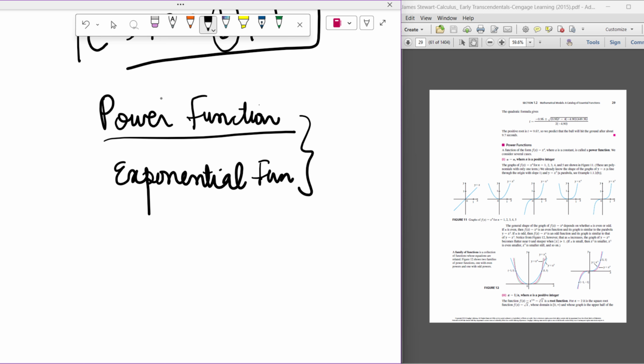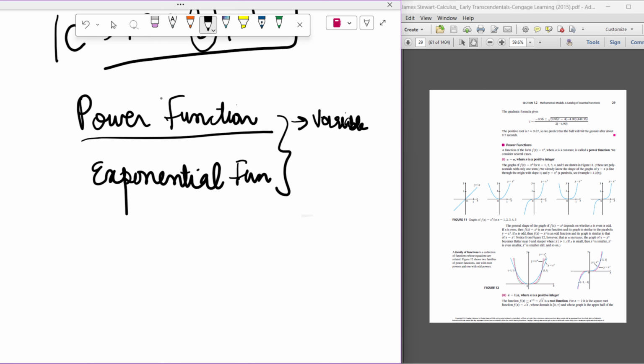In the power function, the base is variable, while in the exponential function, the exponent is variable. So this is the difference between the power and the exponential function.